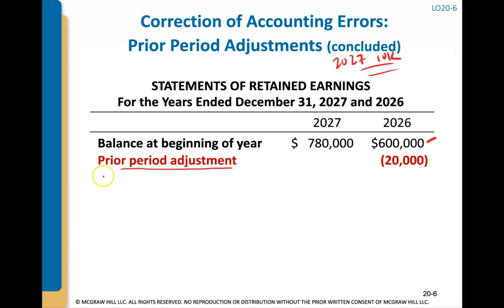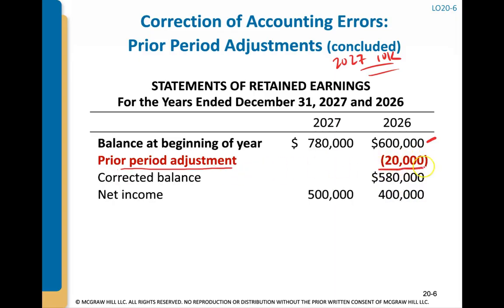We overstated our net income in prior year. It should have been $20,000 less. So we're going to have what's called the prior period adjustment. And now we have a corrected balance.